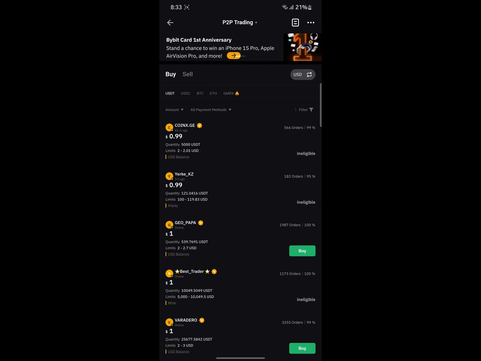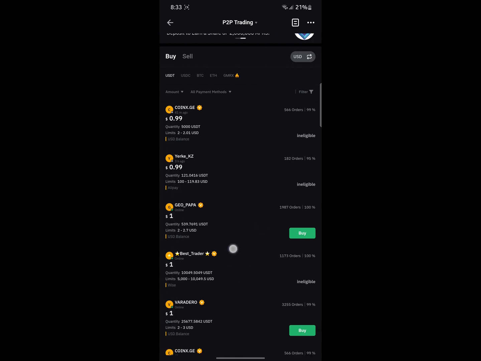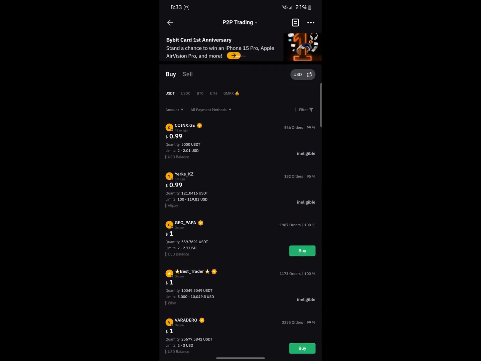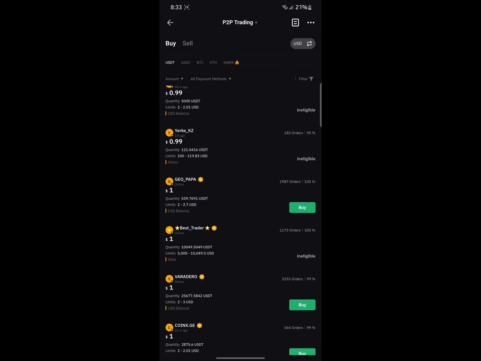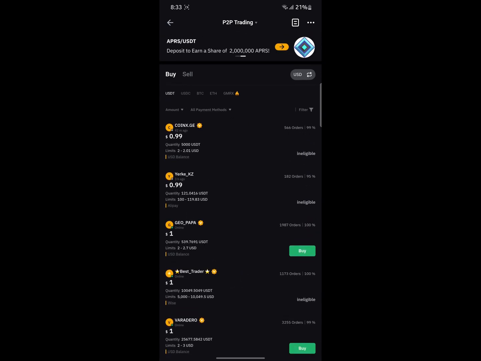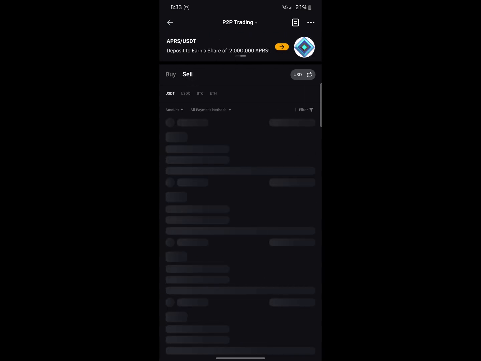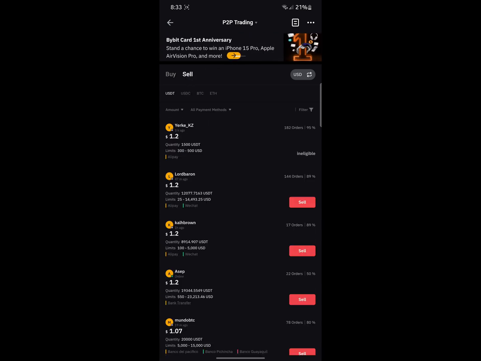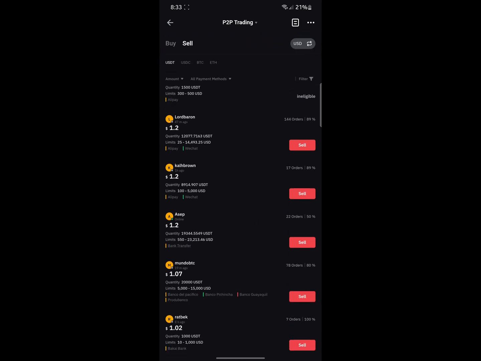It's very easy. What you need to do is to buy low and sell high. It's a very, very easy thing. All you have to do is buy low and sell high. So currently you can see this is the buy section on the P2P section. For example, you can see people are selling on the buy section for $1. They are selling one USDT for $1. If you go to the sell, you'll notice people are buying one USDT for 1.2, which is a lot.